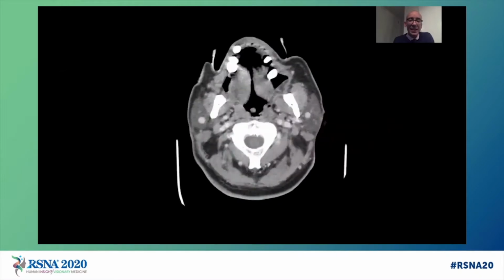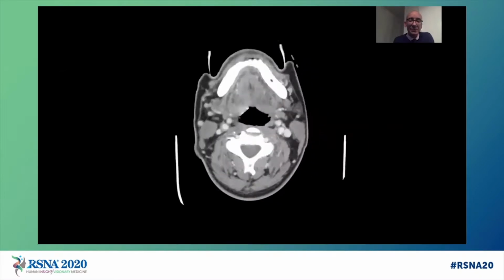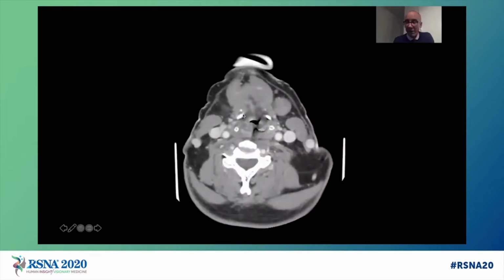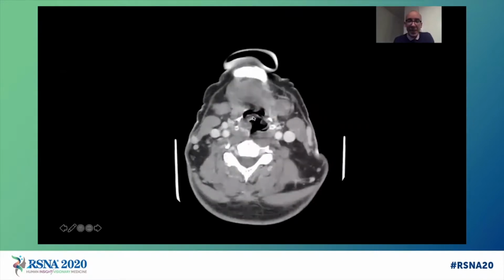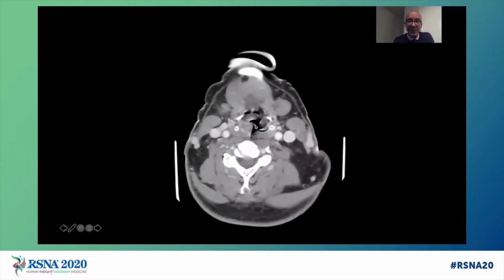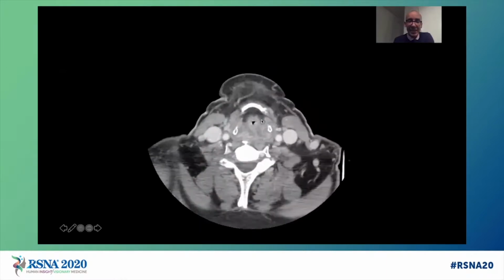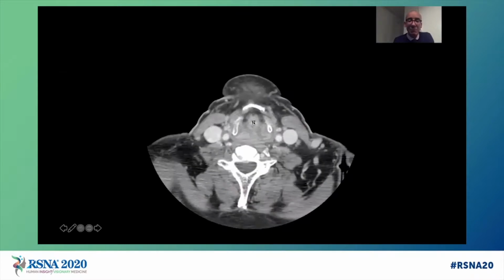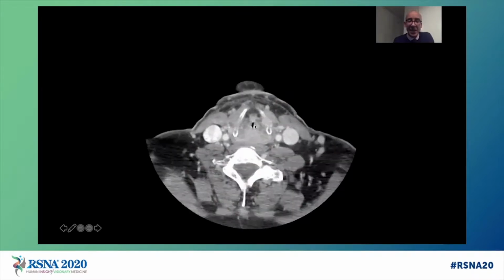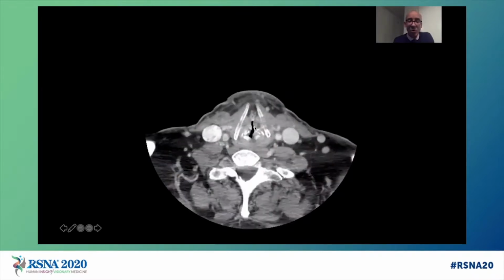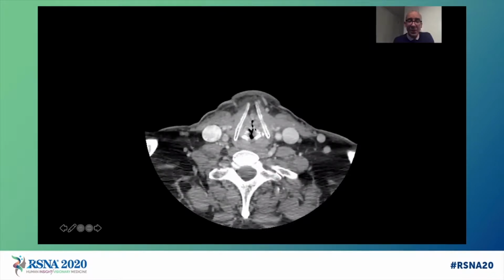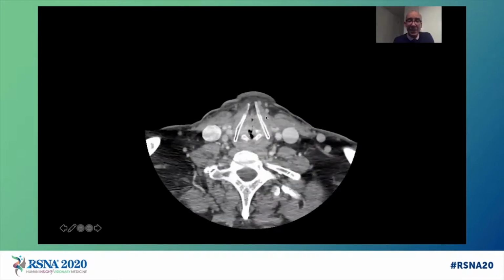So his CT, there is some motion artifact here, but I think we can make out that the epiglottis is thickened, the aryepiglottic folds are also thickened. And so this diffusely thickened appearance is not uncommon in post-radiation patients. In his case, we're also seeing his vocal cords in a medial position bilaterally.